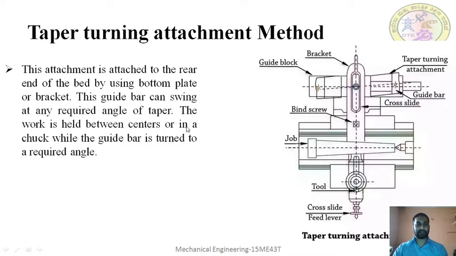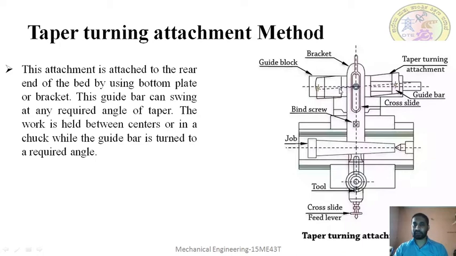The work is held between centers. The guide bar is turned to the rear end of the bed using a bottom plate. So here this guide block is placed on the right side of the bed. Here it has a bracket. So this bracket is attached to the tool post of the carriage. The cross slide feed is removed now. It will be untouched. So the guide bar can be swiveled to the required angle.